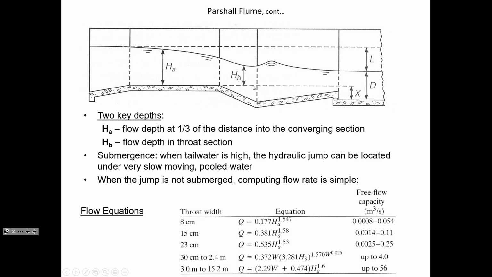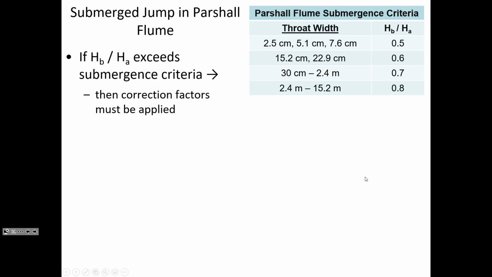The reason why we measure the downstream depth is to check submergence, to see if the hydraulic jump is free-flowing or if it's submerged. And so if it's a submerged hydraulic jump, we have to apply a correction factor. If it's free-flowing, then we can just substitute it directly into one of these equations. So to check the submergence, the downstream depth, H sub B, is compared to the upstream depth. And what we classify as submerged would be above the ratios that are indicated here.